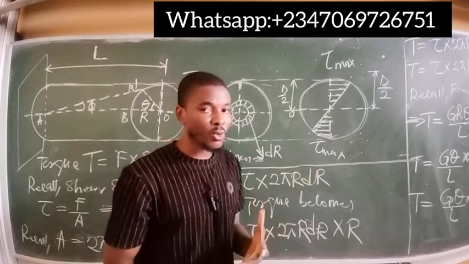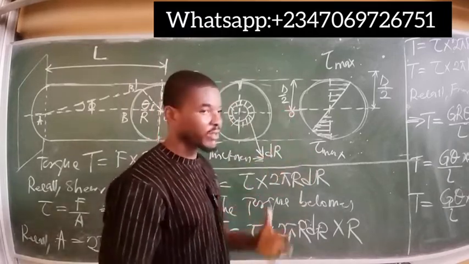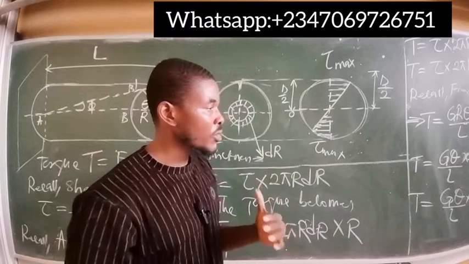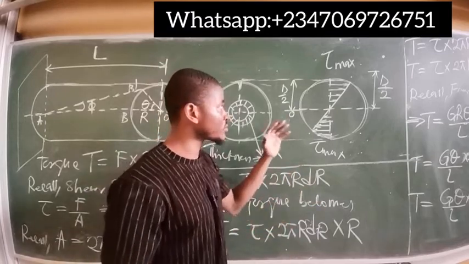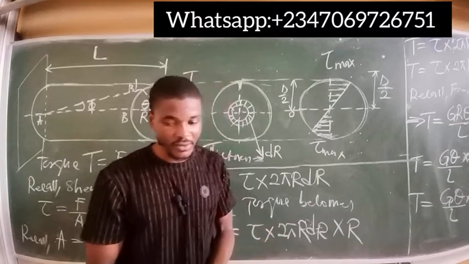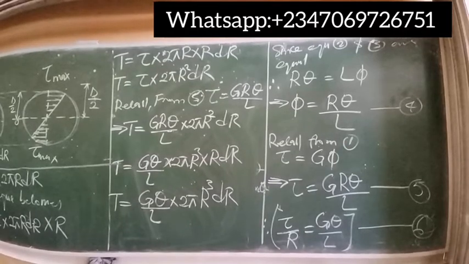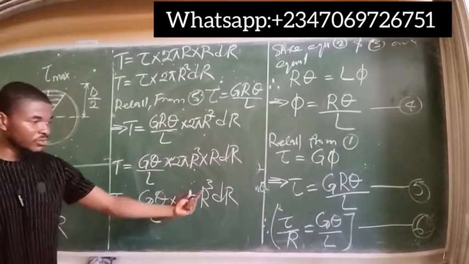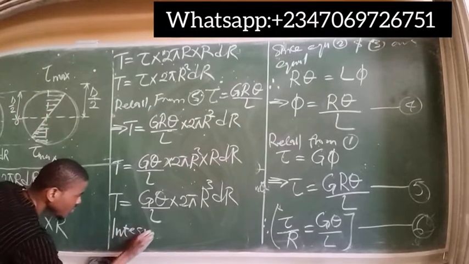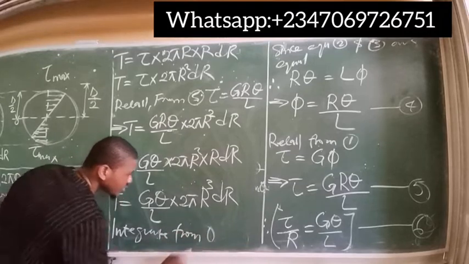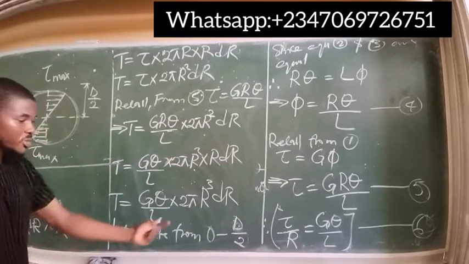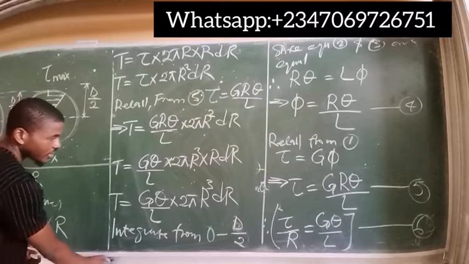That means the maximum torque will also take place at D all over 2. So for us to obtain the maximum torque, we have to integrate that equation from 0 to D all over 2. That gives us the maximum torque applied on the system. Let's do that and see now. So to obtain the maximum torque, we simply integrate the whole of this equation from 0 to D all over 2. Within this limit, we obtain the maximum torque on the system.